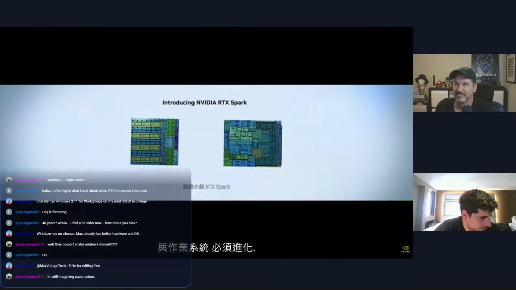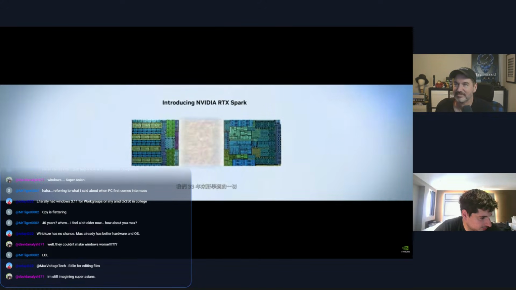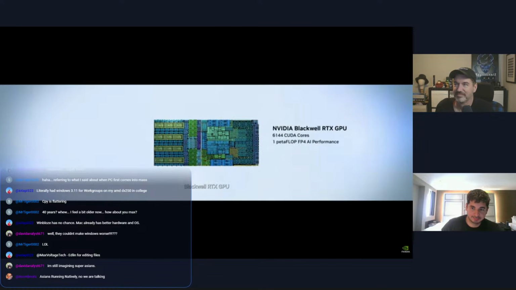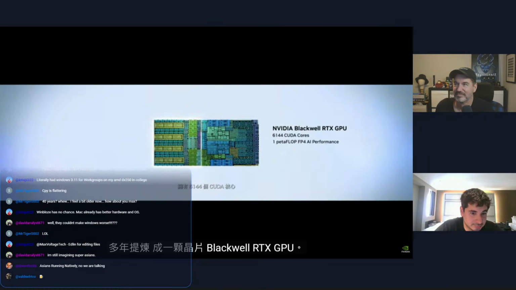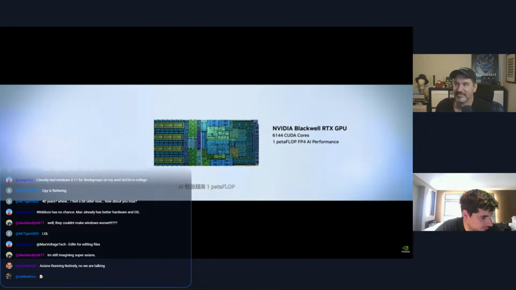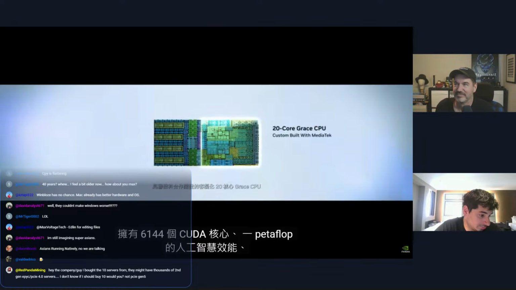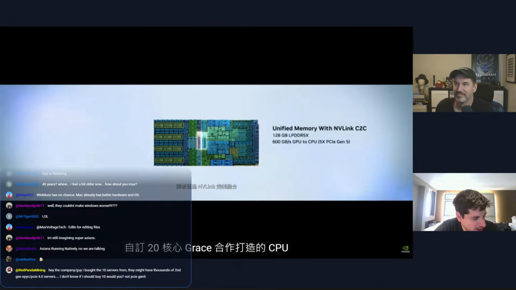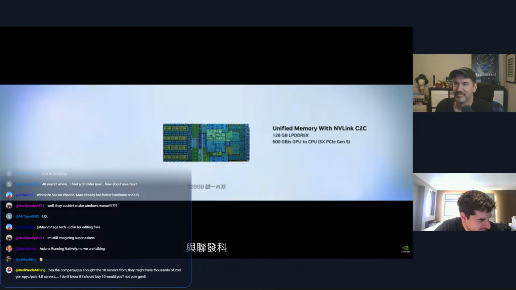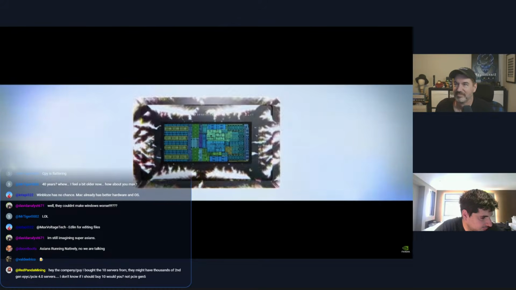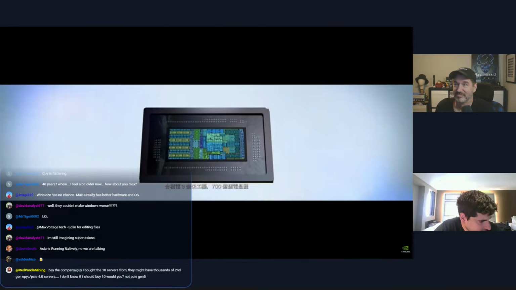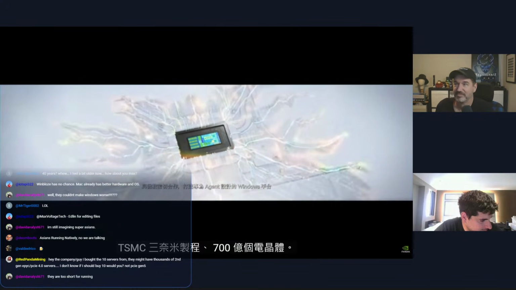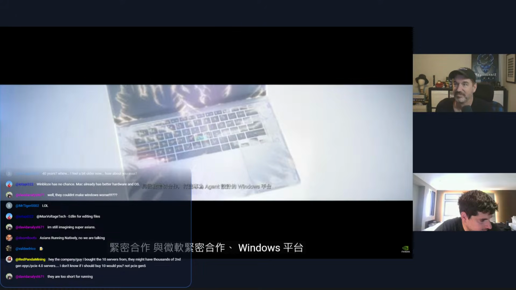Introducing RTX Spark. Everything we've learned over 33 years distilled into one chip. Blackwell RTX GPU with 6,144 CUDA cores, 1 petaflop of AI performance. A custom 20-core Grace CPU built in partnership with MediaTek. Fused by NVLink. 128 gigabytes of unified memory. TSMC 3 nanometer process. 70 billion transistors. And in close collaboration with Microsoft, a Windows platform for agents.